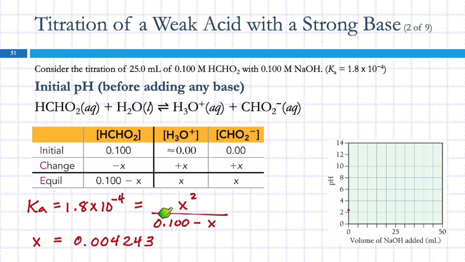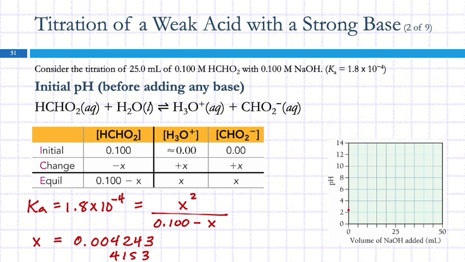So x is going to be the square root of this times 0.1, and I get 0.004243. Anybody do that on a solver? I get 0.004153. 4153? Anybody else? Same? Okay. So that's a little different, right?